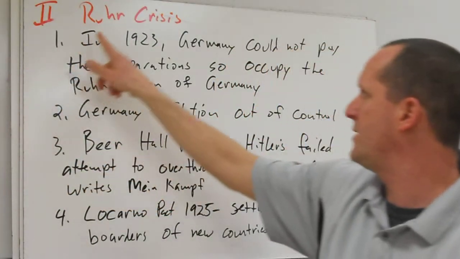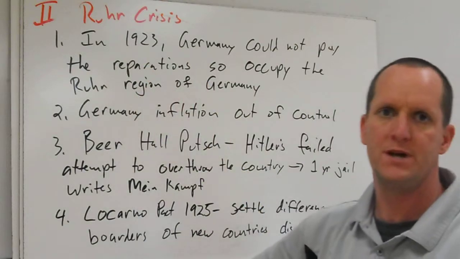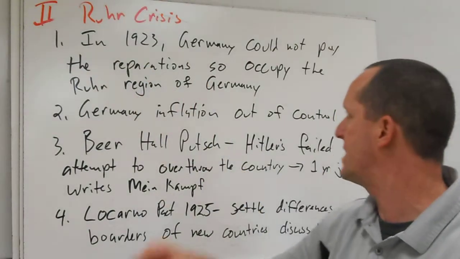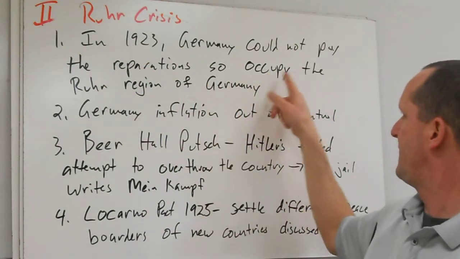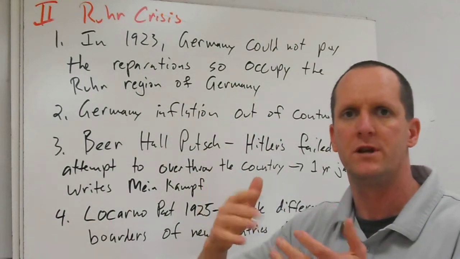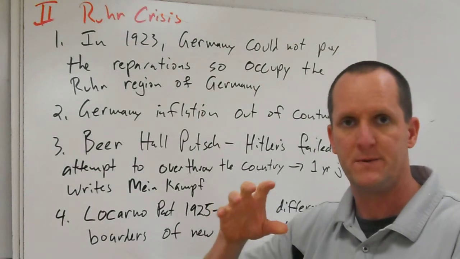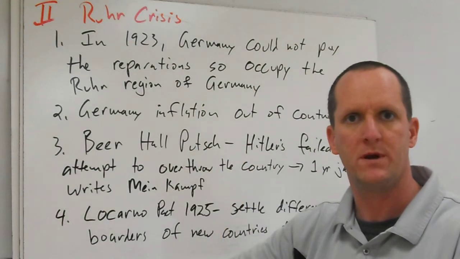Now in 1923 we had the Ruhr crisis. Germany could not pay back the reparations that were stipulated in the Versailles Treaty. So France occupies the Ruhr region of Germany, which was a very industrial region, and thus the people in that area, German-speaking, were very, very upset that they were now being controlled by the French.